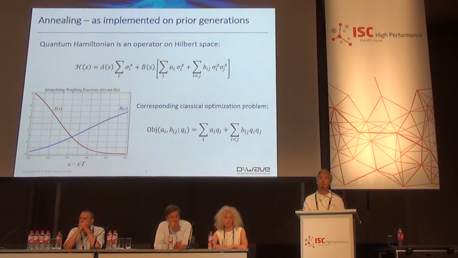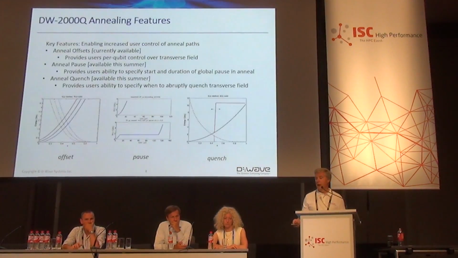Our initial motivation for providing this additional level of control was to allow us to more precisely calibrate the system so that this physical device actually behaved more closely to the idealized model that we've written down here. But in addition to calibration, it turns out that this provides the users some power to actually improve the performance of the machine. And I'll show an example of that in just a couple of minutes. The second and third features I'll call anneal pause and anneal quench, or sometimes ramp.